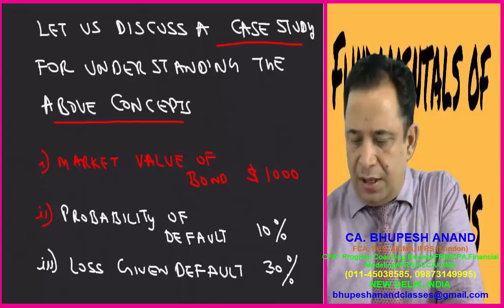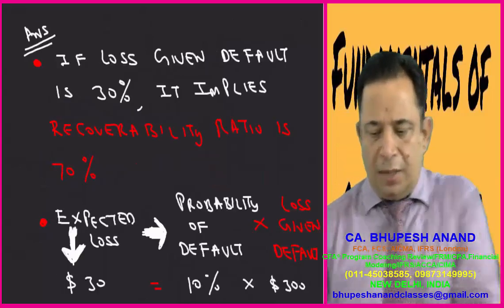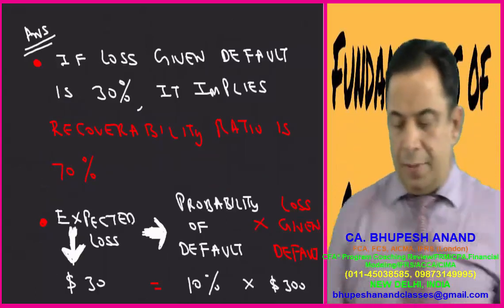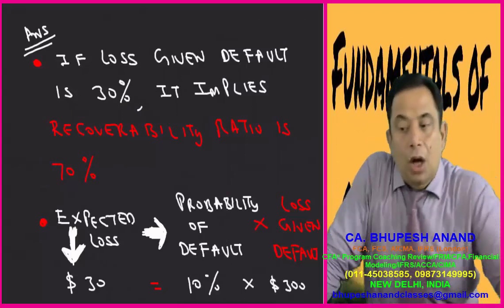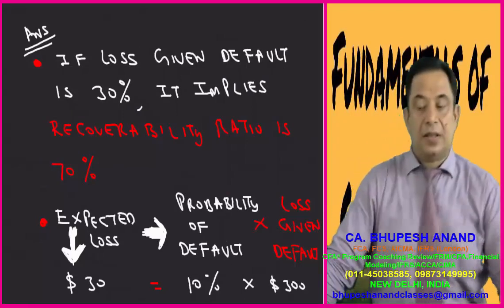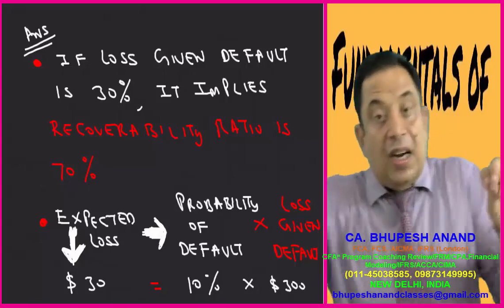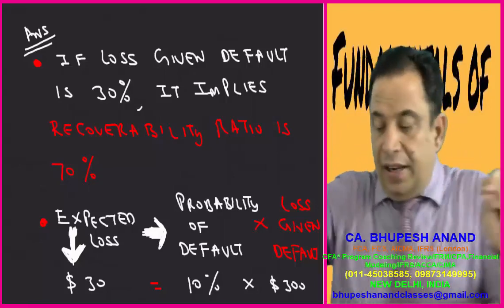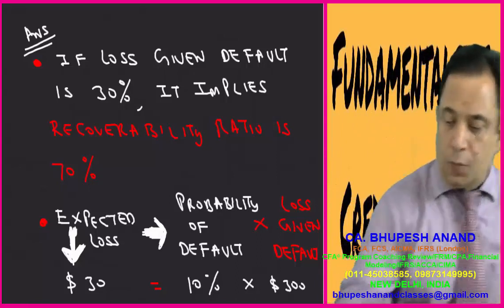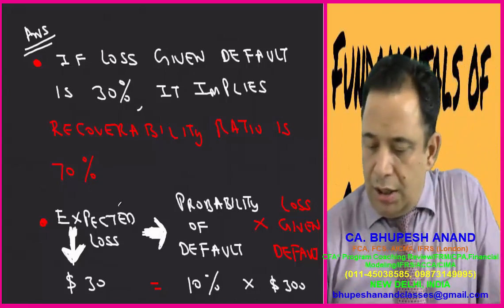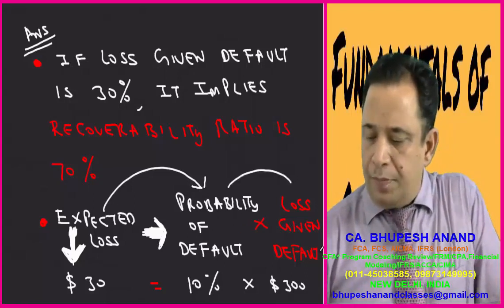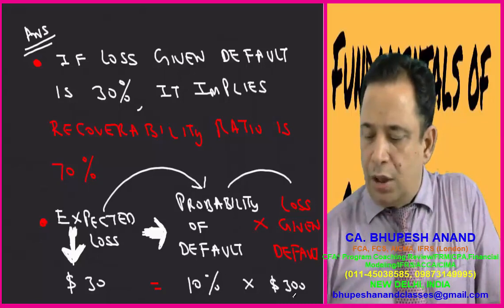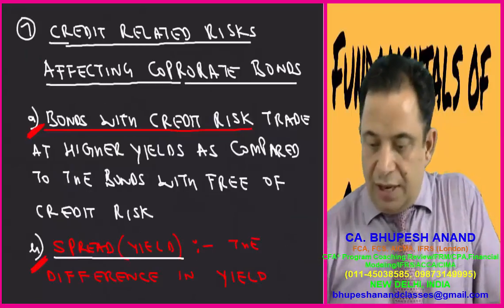Market value is the same here. If the loss given default is 30%, it implies the recovery ratio is 70%. So please write down this answer of the case study also. If the loss given default is 30%, then it implies the recoverability ratio is 70%. So expected loss is equal to probability of default times loss given default, so 10% times 30%. So like this we have calculated.